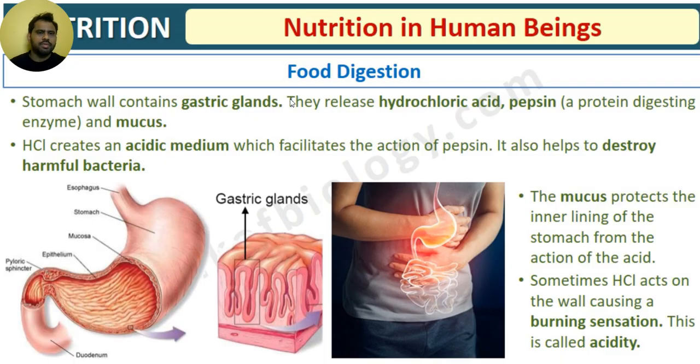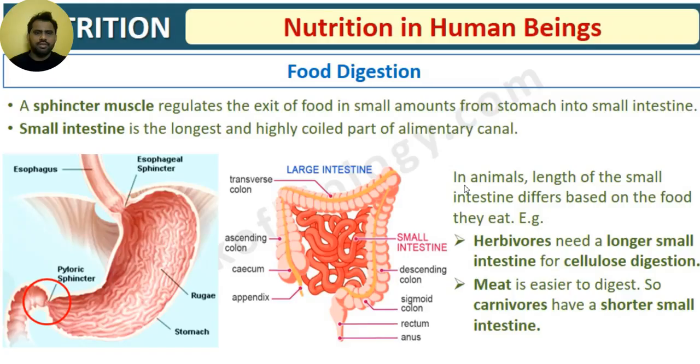Understanding what is released by the gastric glands and what is the function of all that. HCl is creating an acidic medium which is facilitating action of pepsin. It is also helping to destroy the harmful bacteria. What is the mucus doing? Mucus is protecting the inner lining of the stomach from the action of the acid. And what is acidity? Sometimes HCl acts on the wall causing a burning sensation. This is called acidity. Now let's go ahead and understand more about food digestion.